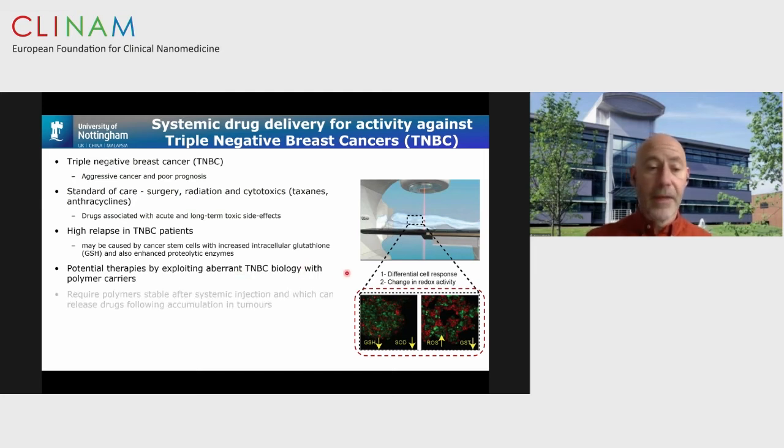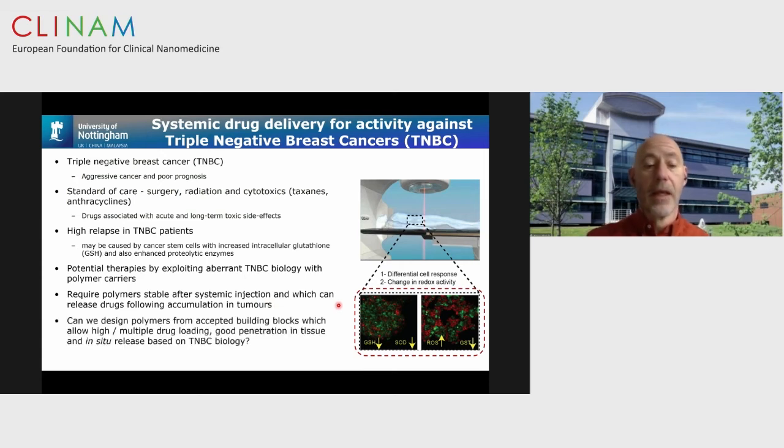So we've been interested in looking at how we can exploit some of the aberrant biology with polymer carriers. The particular goals that we've been setting are to look at polymers which can be stable after systemic injection. Again, there are issues with systemic injection, but this is something that most clinicians understand rather well, so it's difficult to move away from some of those standard treatments. But also polymers which can be stable but release drugs following accumulation in tumours. So that's a classic drug delivery problem.